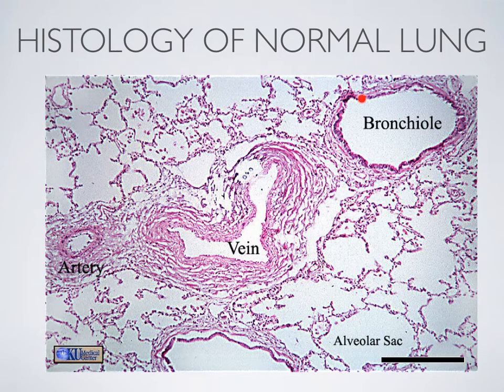So this is a bronchiole, this is a vein, and the vein is bigger and more muscular because it's actually coming away from the heart. It's carrying that pressure from the right heart. And the artery is smaller because it doesn't have as high a pressure as it goes back into the heart.